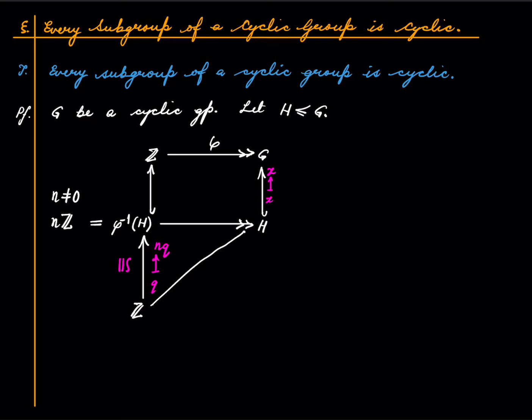Okay. And now we consider this composite. So this is an isomorphism and this is a surjective group homomorphism. Therefore, this composite is also a surjective group homomorphism. And what we have done is we have created a surjective group homomorphism onto H with domain Z, and therefore H is cyclic, since we discussed this is an alternate way to describe cyclicity.